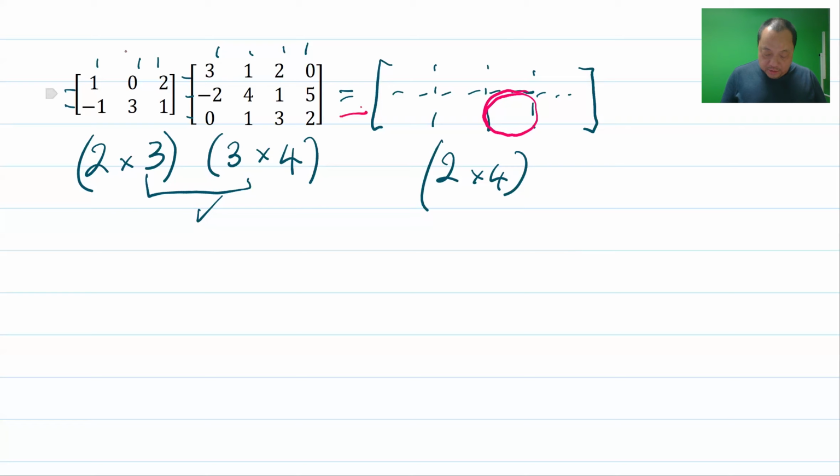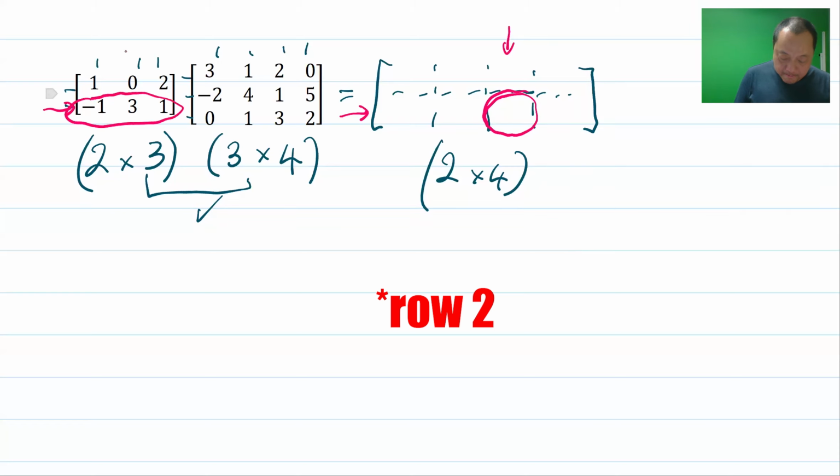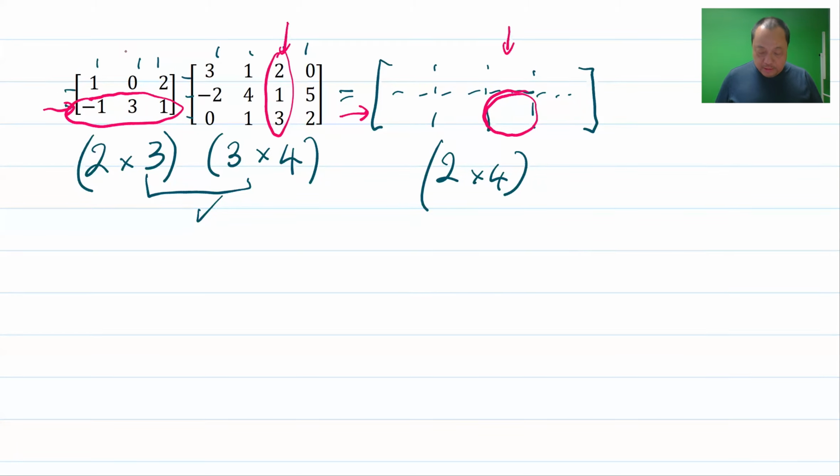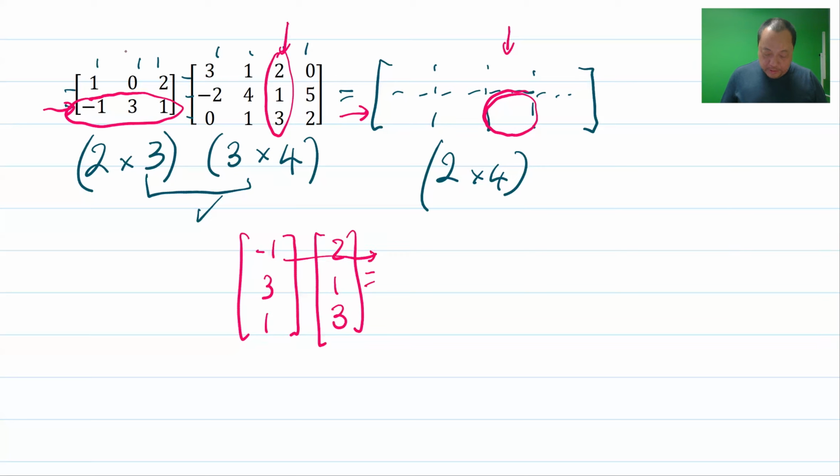This position is row 1, column 3. So I'm going to go to row 1 of the first matrix, and I dot it with column 3 of the second matrix. Remember, I read the numbers from left to right, so it's negative 1, 3, 1, and I put it in a column, negative 1, 3, 1. Multiply this, I get negative 2. Multiply this, I have 3. And multiply this, I have another 3. And so it's 4. So number 4 goes here.